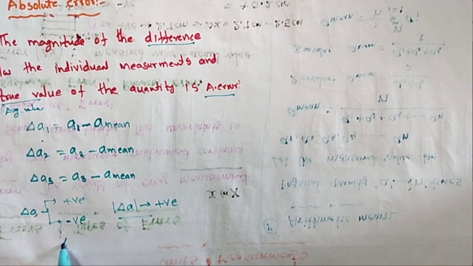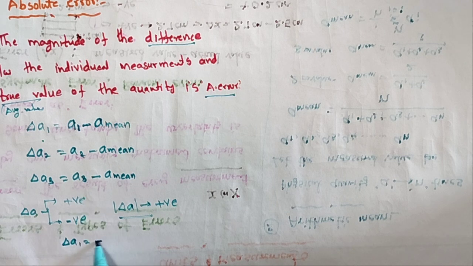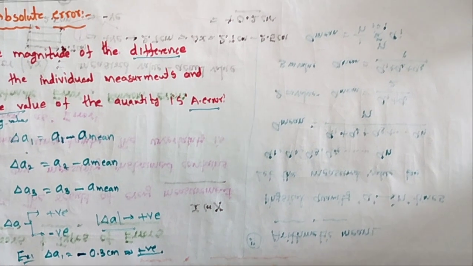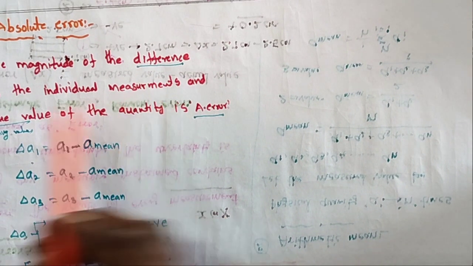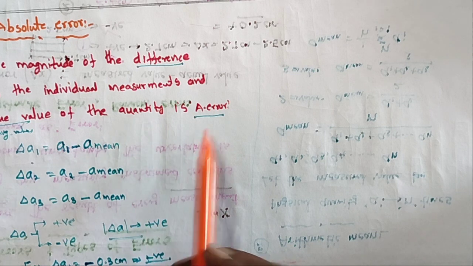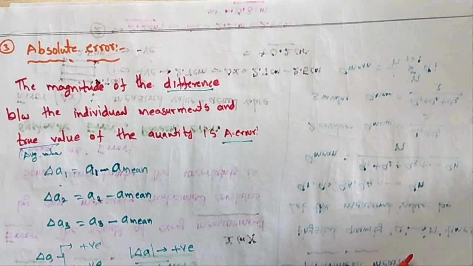Suppose delta A1 is equal to minus 0.3 centimeter, for example. If you get a minus value, you can always take the positive value, that is, mod delta A1 is equal to 0.3 centimeter. So this is called absolute error. Absolute error means the difference between the individual measurement and the average value of the quantity. This is the third one.